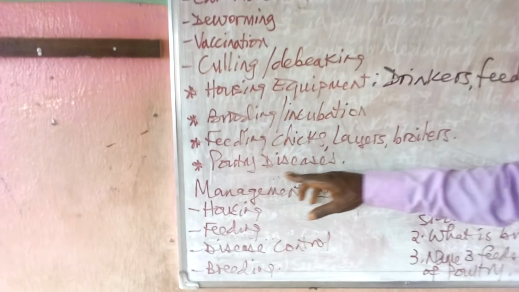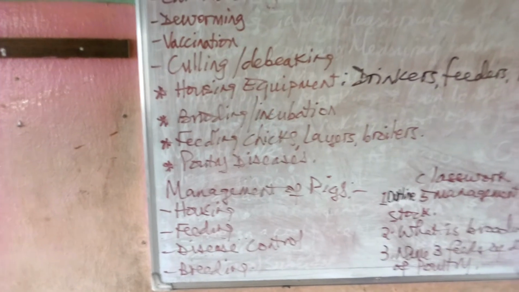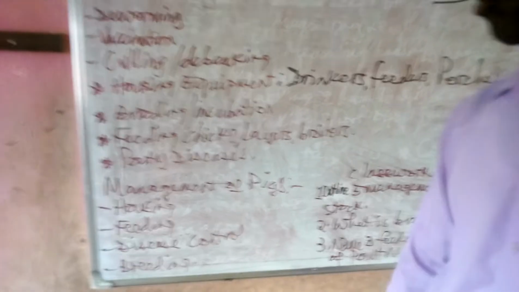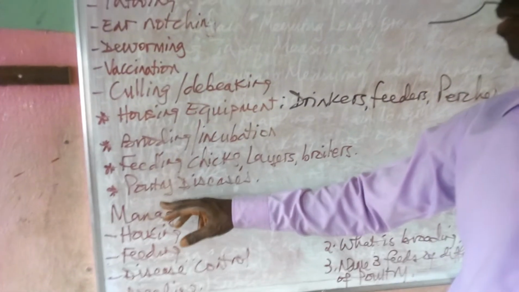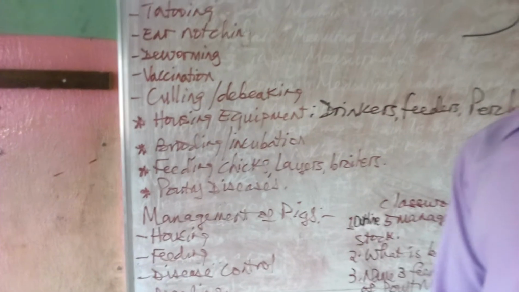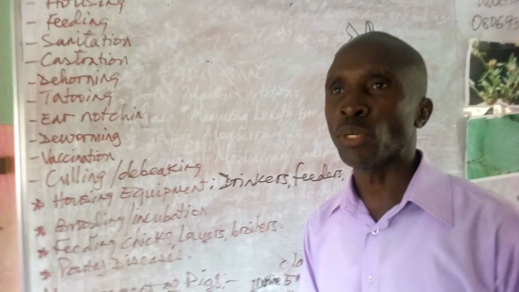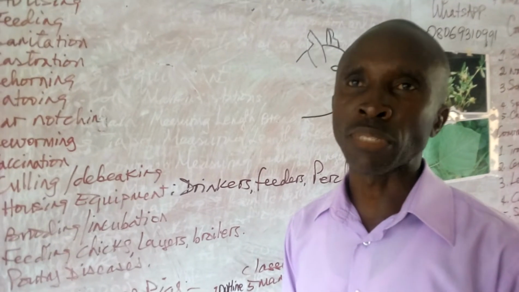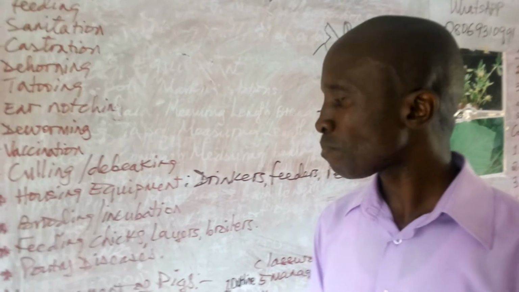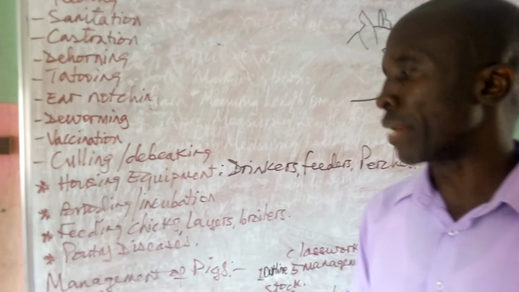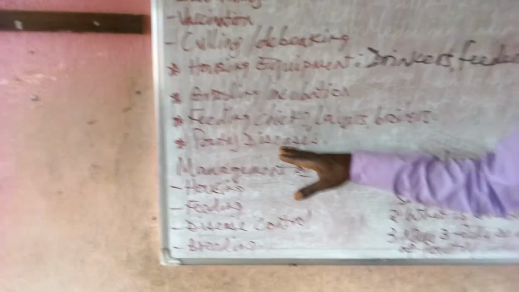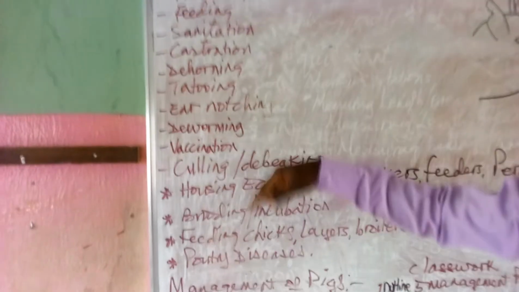Then there is something called poultry diseases. There are diseases that affect poultry very much, and you have to control them under management of livestock. Diseases of poultry include Newcastle disease, Gumboro, infectious bursal disease, fowl typhoid, and fowl cholera. They have to be treated. But if we control these measures and management practices very well, you will not see the incidence of the diseases.